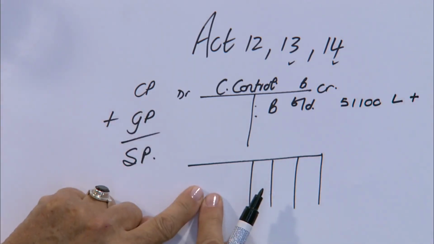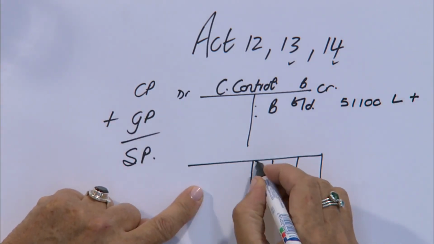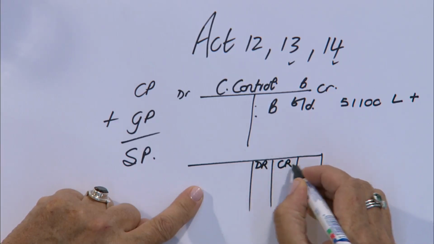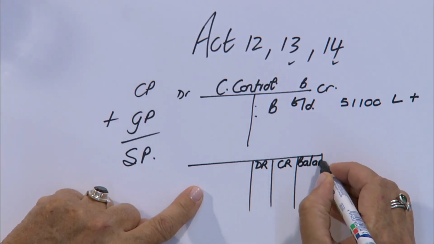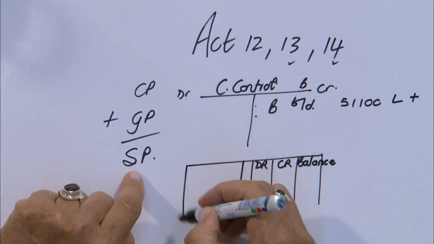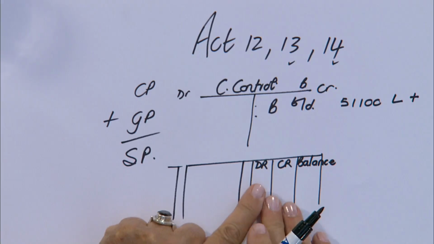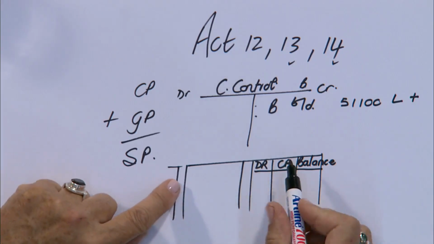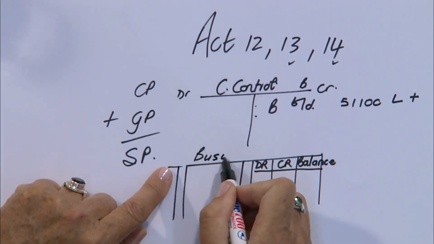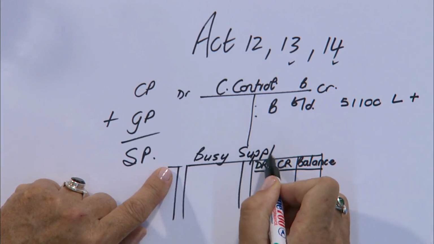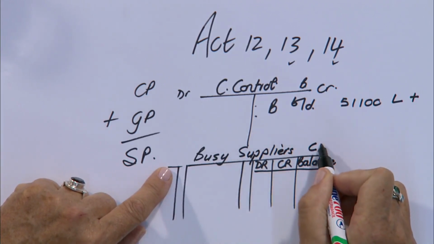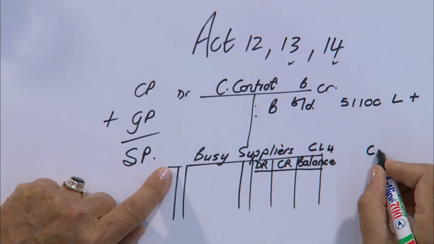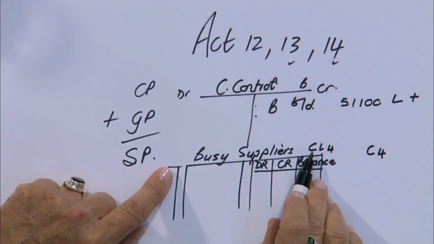Now, what's this thing here? This is the creditor's ledger. Debtor's ledger looks the same. And you would have done a lot of these already. Debit, credit, balance, and of course, we've got the date in the folio column. So now here, if you're going to do a creditor's ledger, we don't have their names. Let's say busy suppliers. So that would be, for example, my creditor's ledger number 4. Some people just would say creditor number 4, but it's in my creditor's ledger.